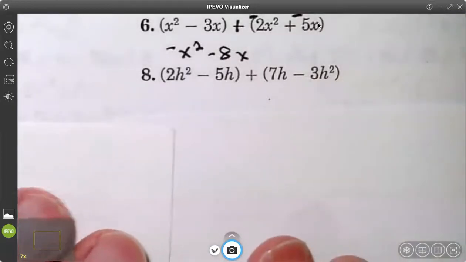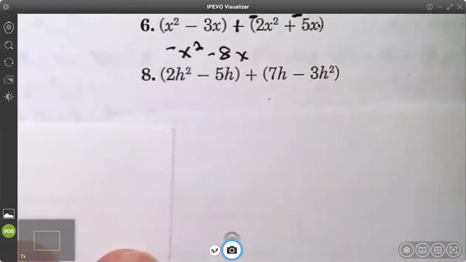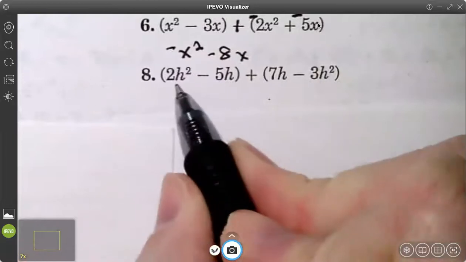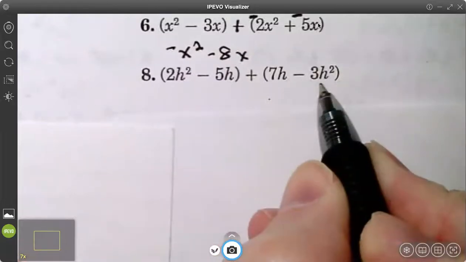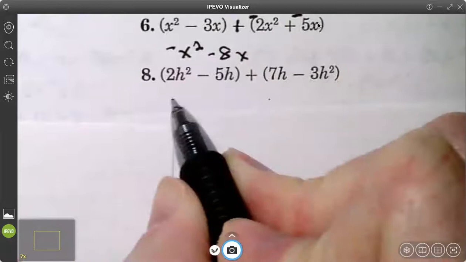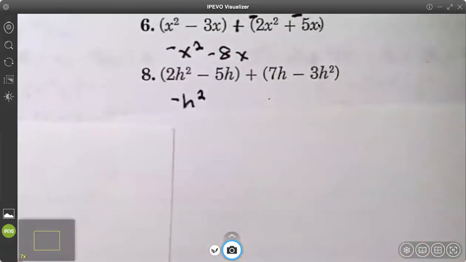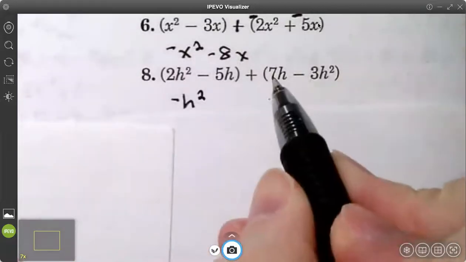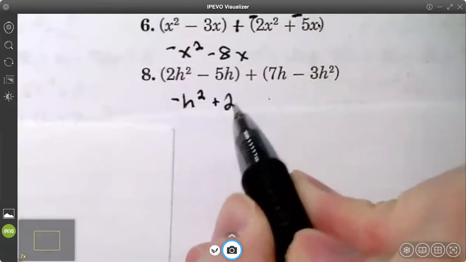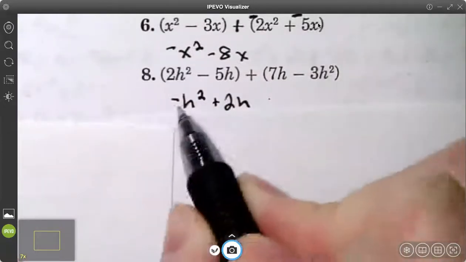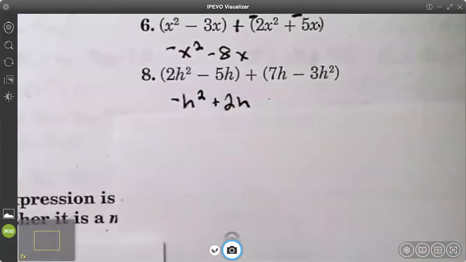Try number 8. Number 8 is addition, combine like terms. 2h squared minus 3h squared is negative 1h squared. Don't write understood ones. And on my h's, I have 7 minus 5 is 2h. Binomial, degree of 2, leading coefficient, negative 1.